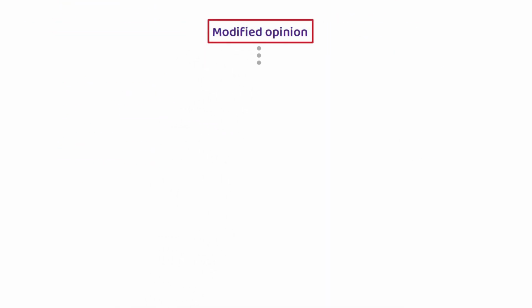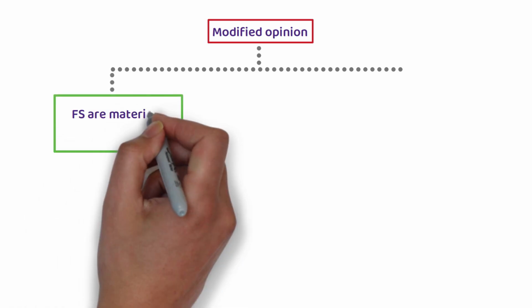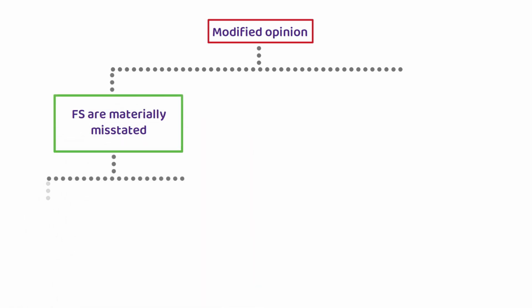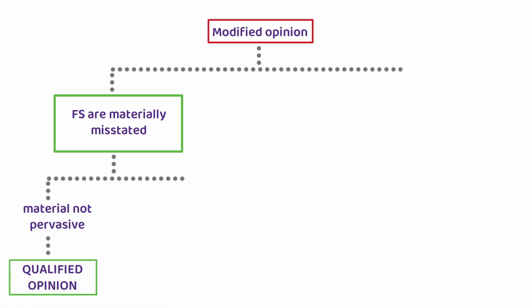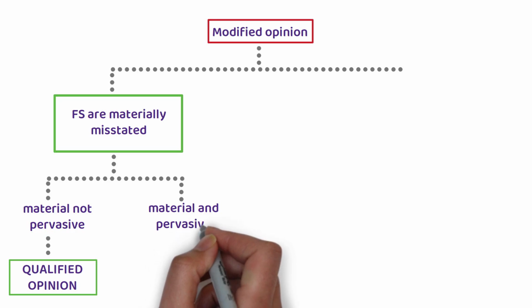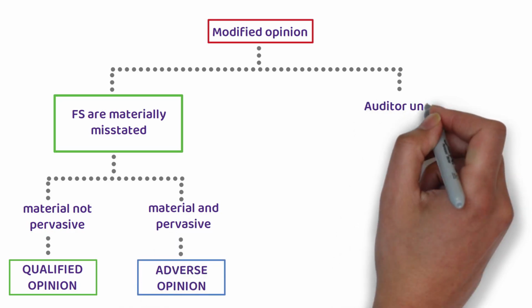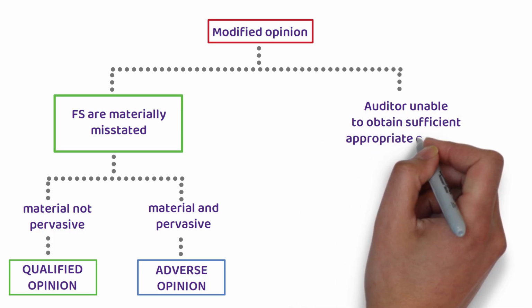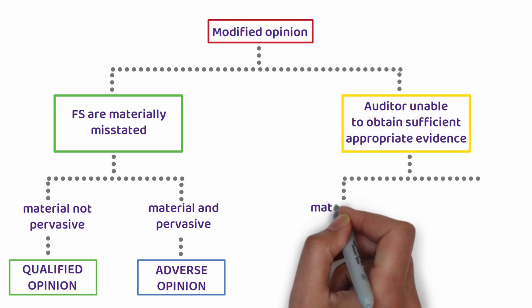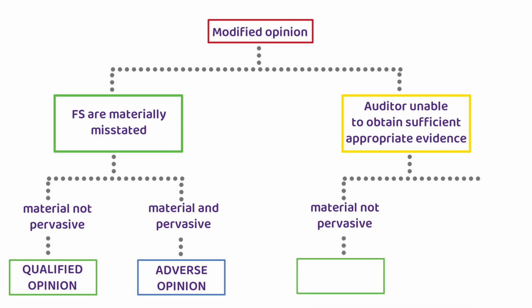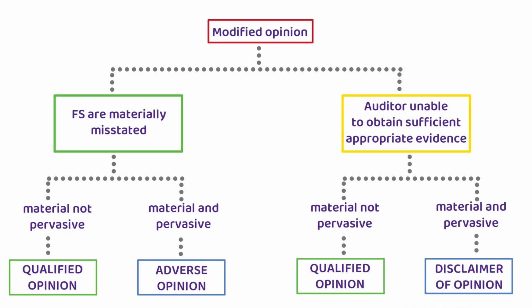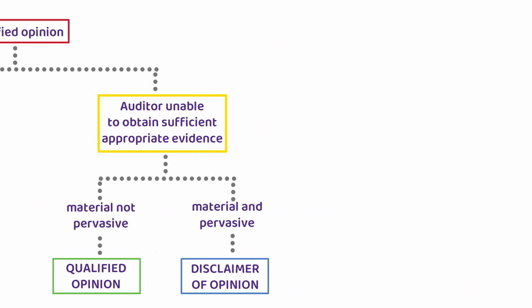Modified opinion. Financial statements are materially misstated. Material not pervasive: qualified opinion. Material and pervasive: adverse opinion. Auditor unable to obtain sufficient appropriate evidence. Material not pervasive: qualified opinion. Material and pervasive: disclaimer of opinion.